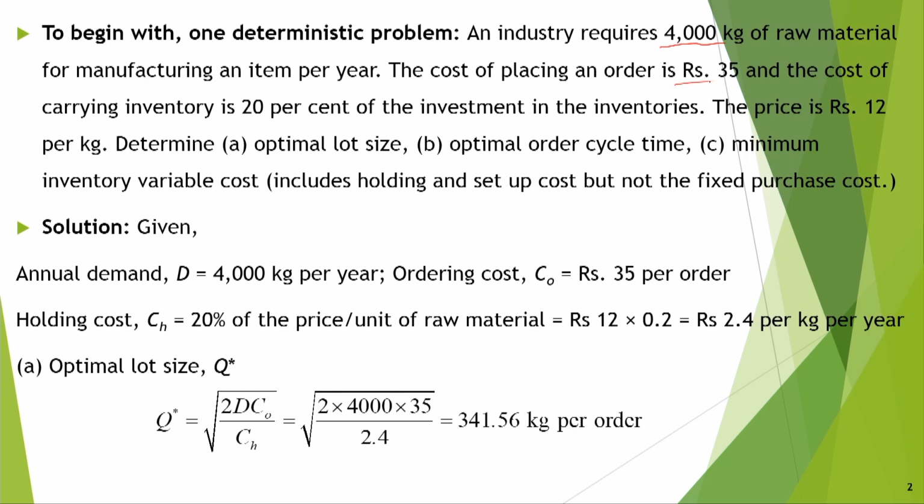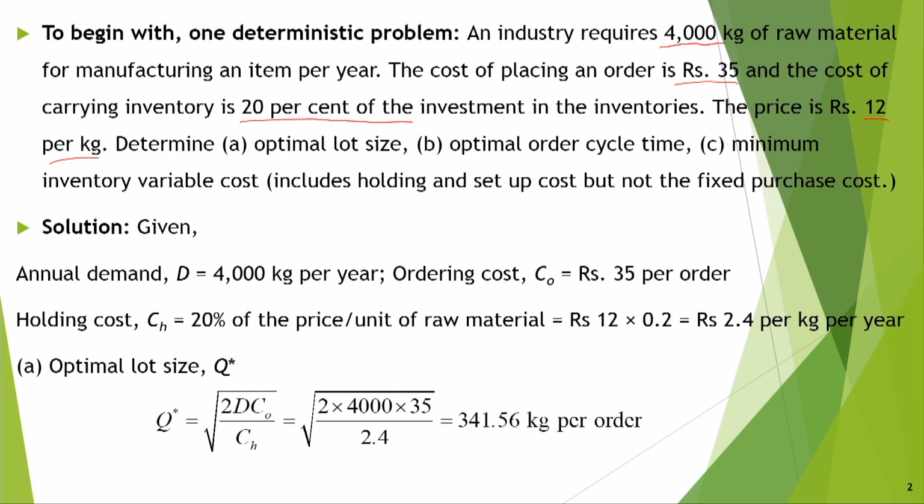and the cost of carrying inventory is 20% of the investment in the inventories. So, this is 20% of the investment. The price is rupees 12 per kg. So, price is rupees 12 per kg. Determine optimal lot size, optimal order cycle time, minimum inventory variable cost.